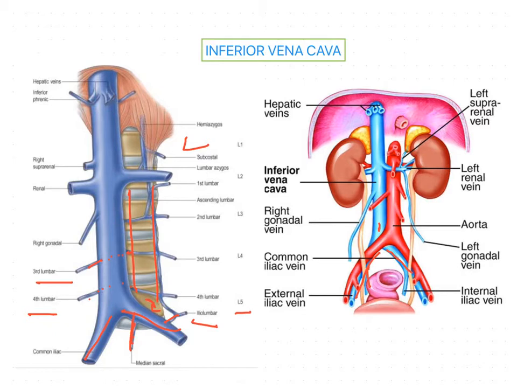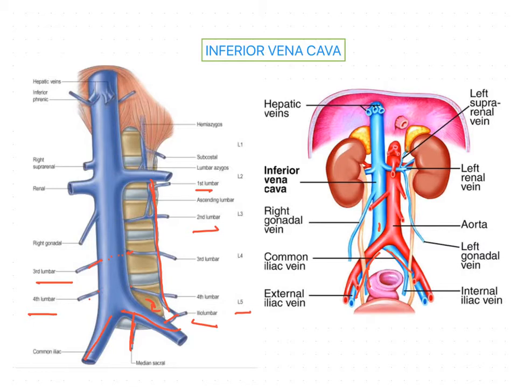Now the first and second lumbar veins end in the ascending lumbar vein. Here you can see the first and second ones end into this ascending lumbar vein, on both the right side and the left side.